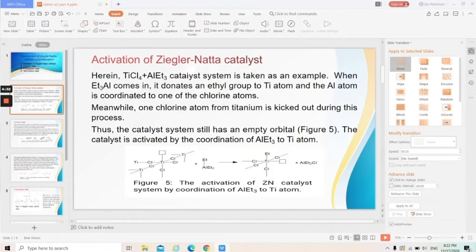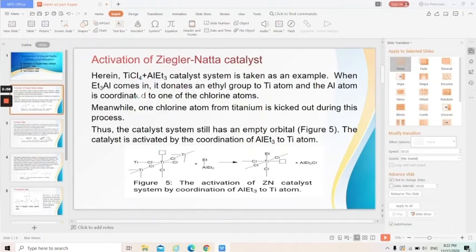Activation of the Ziegler-Natta catalyst. Herein, the titanium tetrachloride and triethylaluminum catalyst system is taken as an example. The titanium chloride compound has a crystal structure in which each titanium atom is surrounded by 6 chlorine atoms. On the crystal surface, a titanium atom is surrounded by 5 chlorine atoms with 1 empty orbital to be filled.